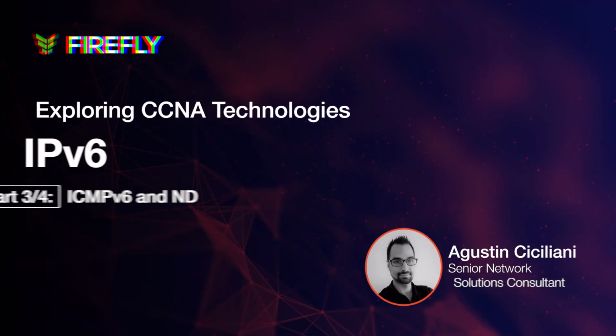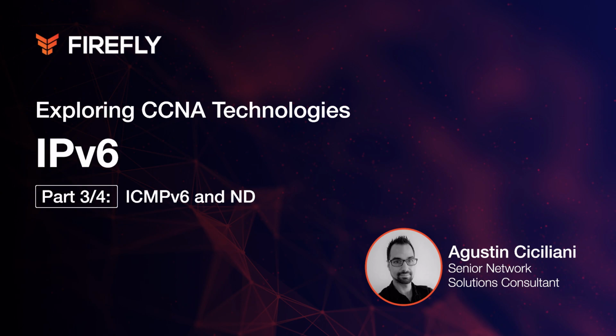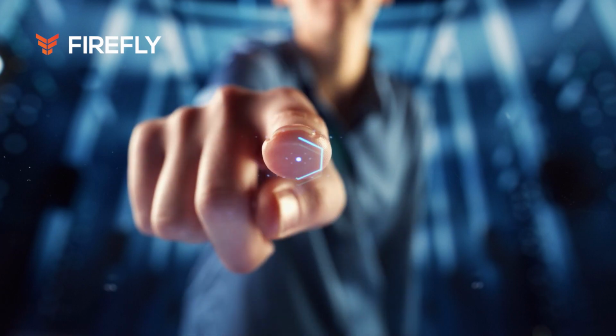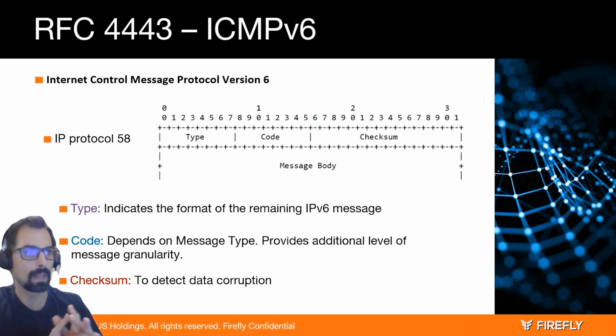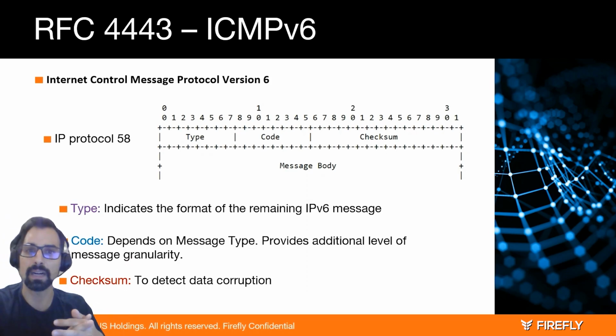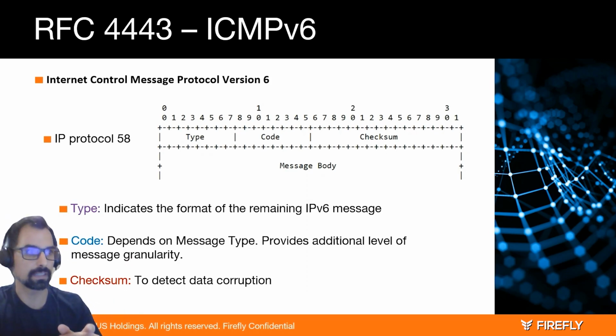Okay, guys, so now an introduction to ICMP version 6 from RFC 4443. And also we're going to discuss a little bit about the IPv6 Neighbor Discovery Protocol, which actually is also part of ICMP version 6.